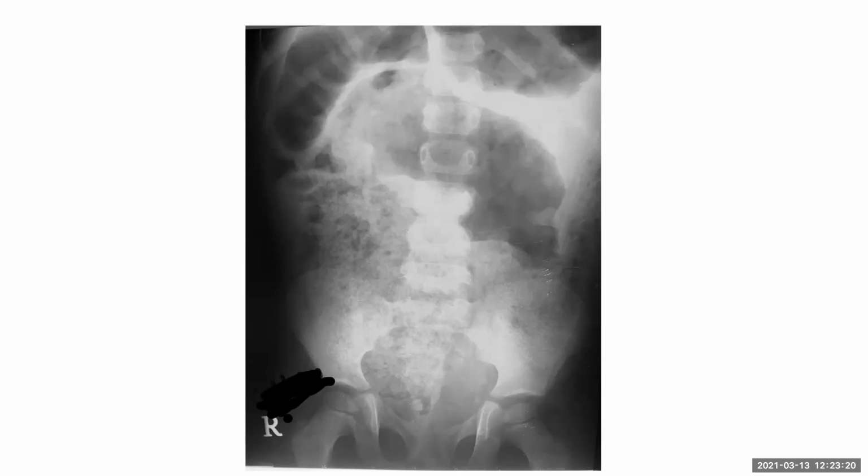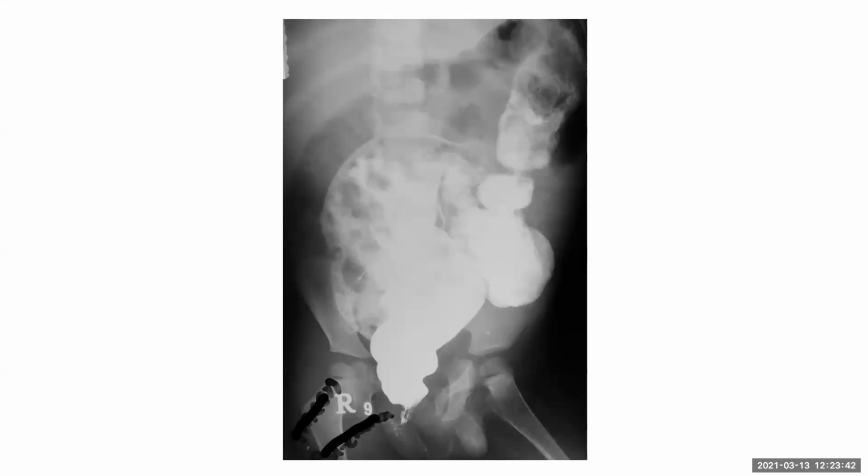And since it is a 5-year-old child presenting with constipation and I'm not able to see the rectal gas shadow, I'm thinking of Hirschsprung's as my primary differential, and I would like to proceed with a contrast enema for this patient to take this case forward.